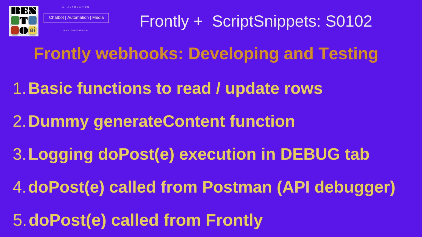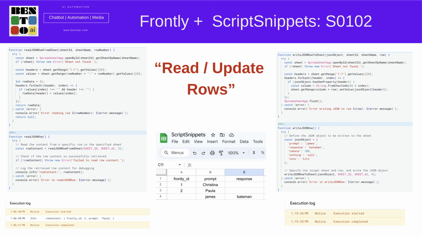You can change settings easily and make sure everything is working as it should. Once you're happy with how your webhook works in Postman, you can confidently move it to Frontly. Thanks to all your testing, you know your webhook is ready to handle real data. Let's start at the ground level with the fundamental building blocks of our script. We'll explore the basic functions that are essential for reading from and updating rows in our spreadsheet.